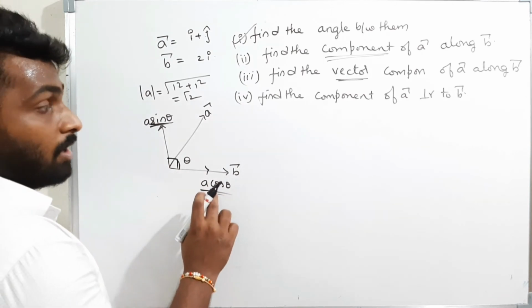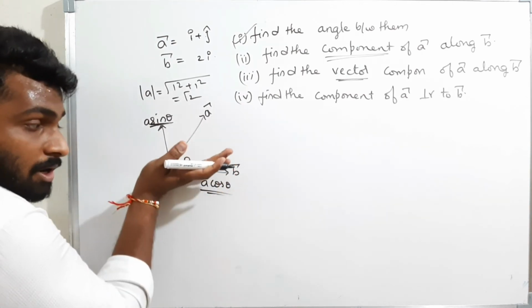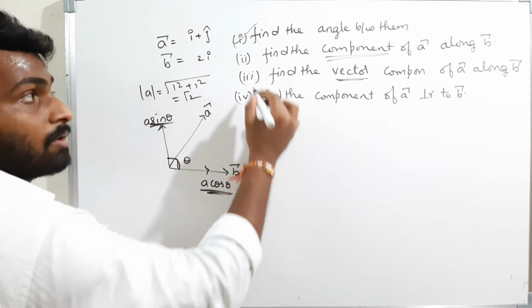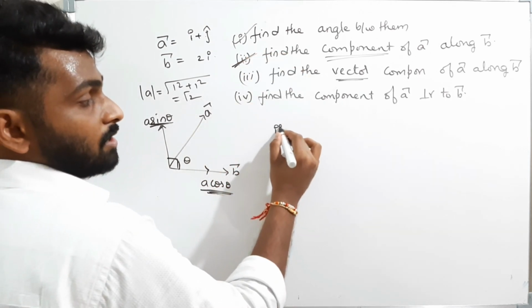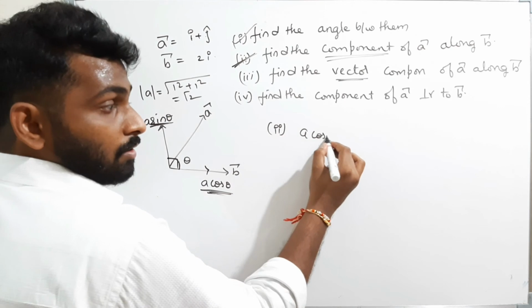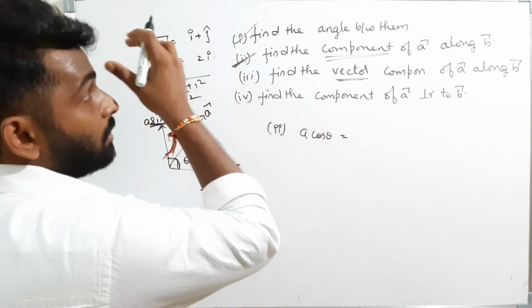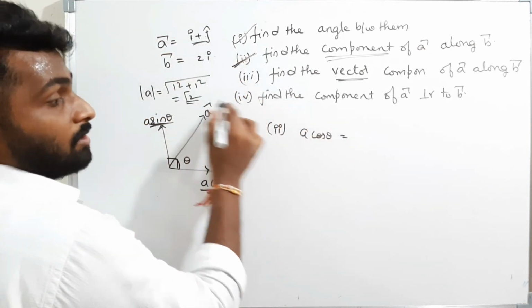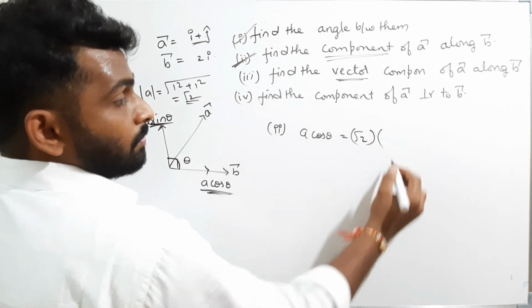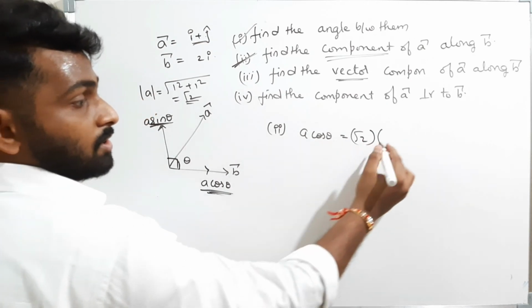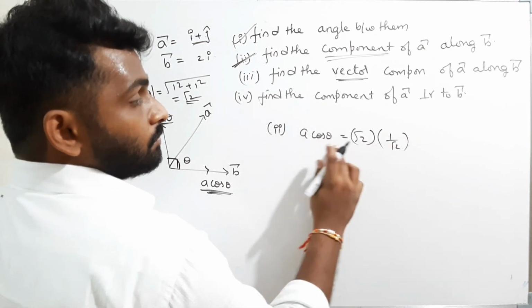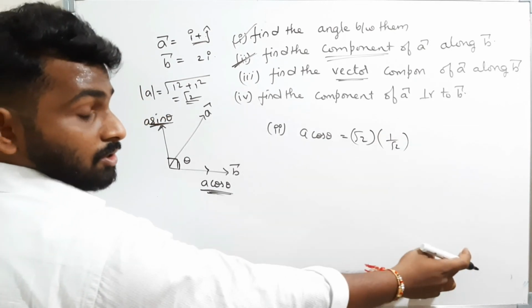Therefore, what is the component of a bar along b bar? Along b bar means along the angle side. What is that? A cos theta. Therefore, the second answer is a cos theta. What is the magnitude of a? That is root 2 into cos theta. Cos theta is, as we just got, 1 by root 2.